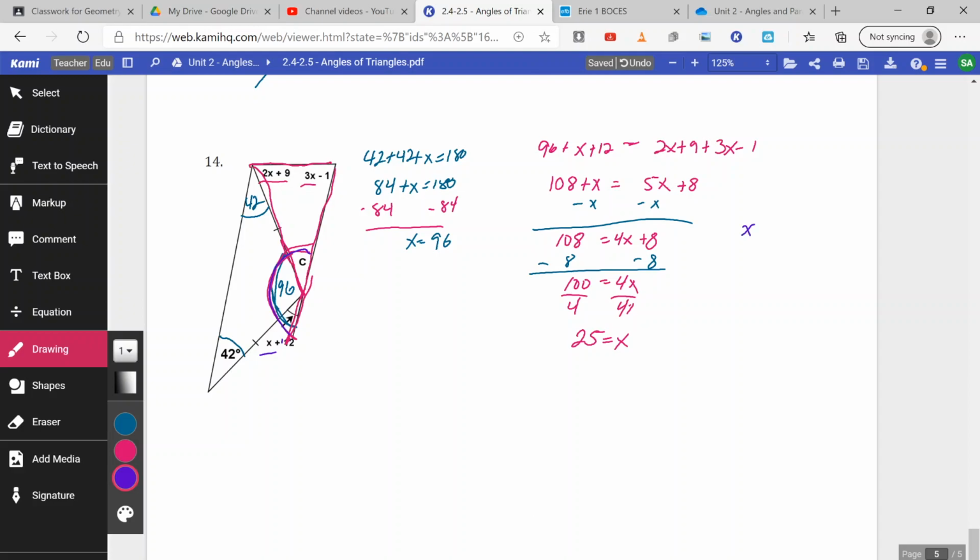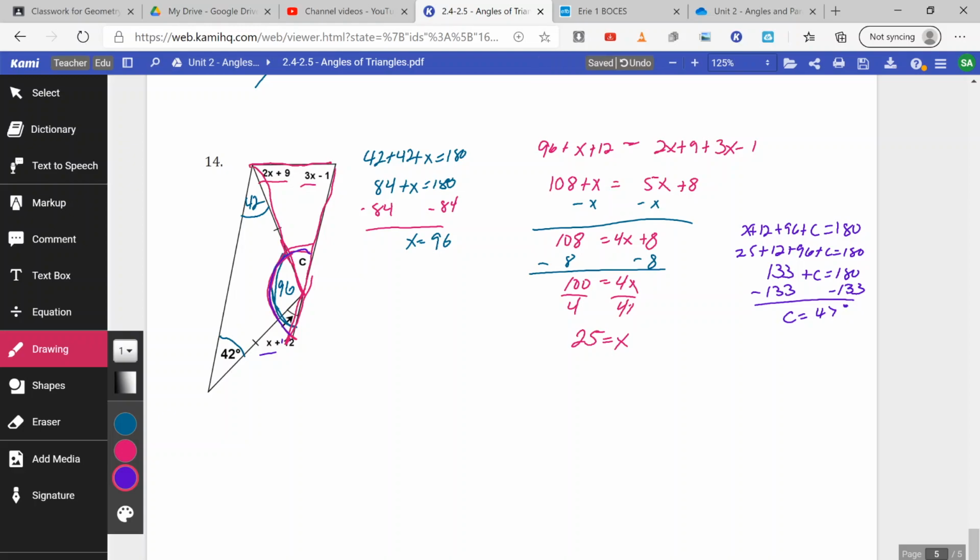So we have x plus 12 plus 96 plus c is going to give me 180. Well, x is 25. So I end up with 25 plus 12 plus 96 plus c gives me 180. I'm going to combine my like terms. So 37 and 96 is 133. Plus c gives me 180. I want to subtract 133. And we get c equals 47 degrees.